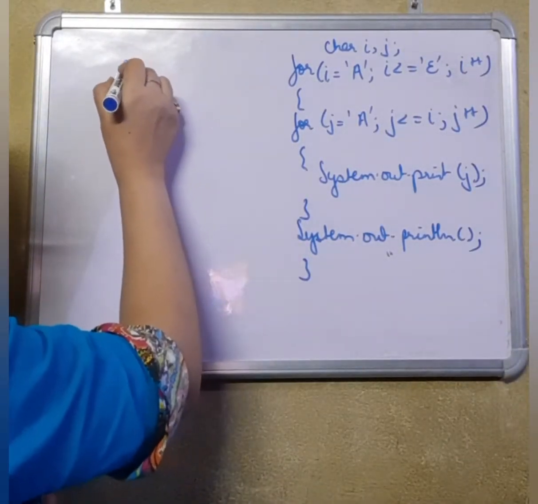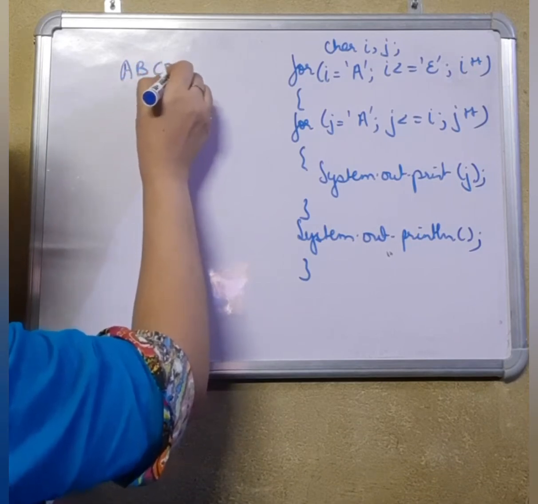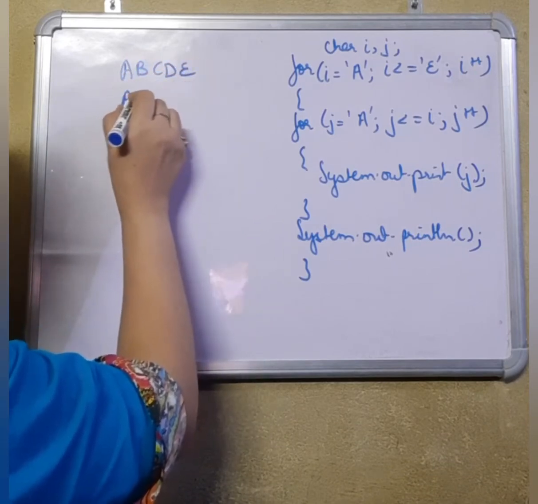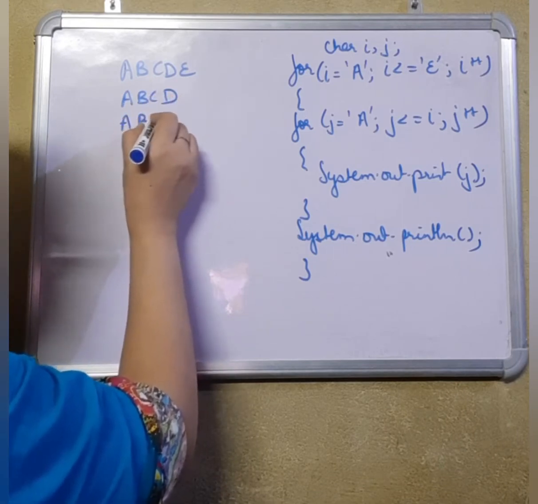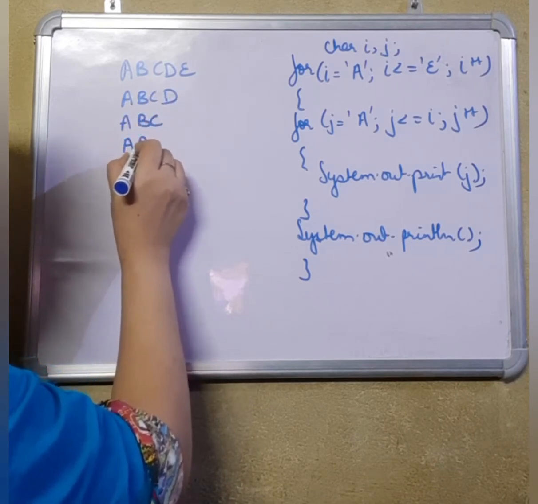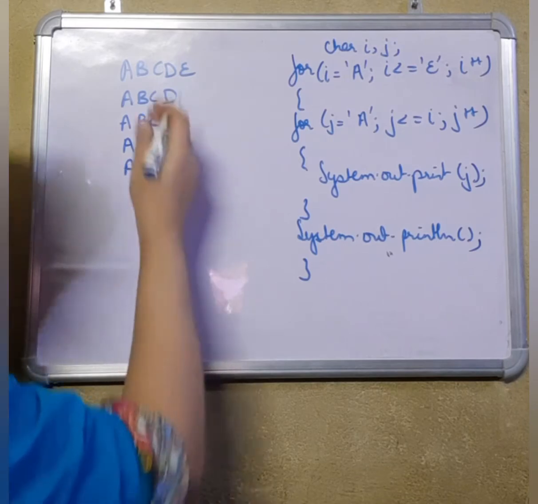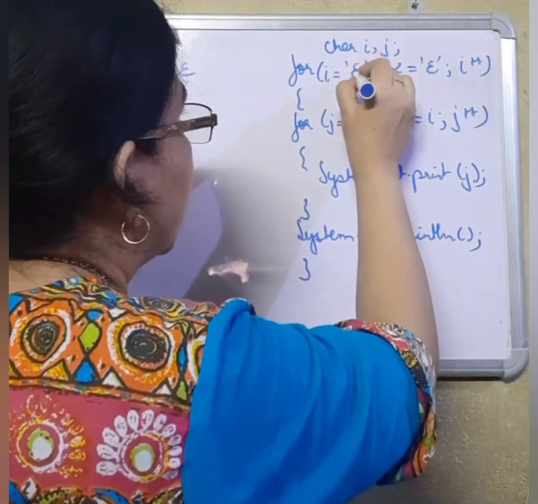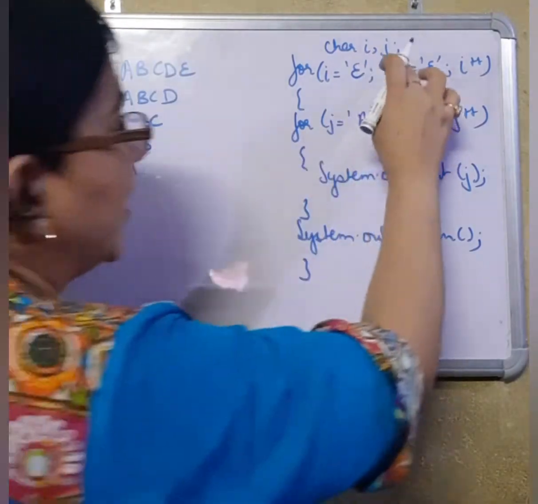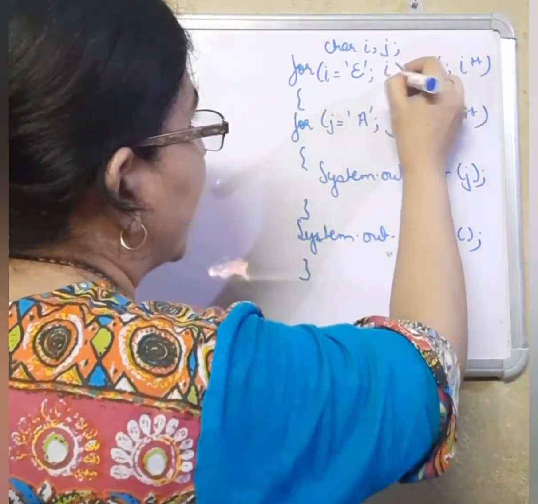A, B, C, D. A, B, C, D. A, B, C. A, B, and E. So what is the last limit of the first line? It is E. What is the last limit of the last line? A. So I greater than or equal to A.